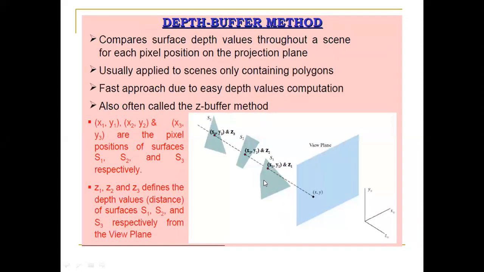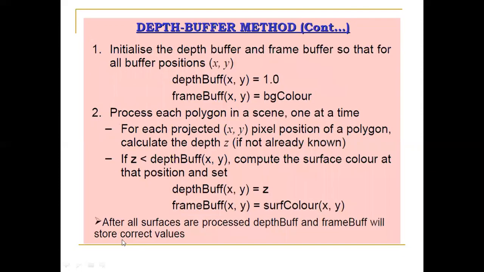Every time, you are trying to find the distance between the view plane and the projected polygon. If the depth is less than the stored value, then this becomes your view plane. We do this iteratively so that we can find which surface of the scene is closest to the view plane. For the surface closest to the view plane, we select its depth and also its color. So the frame buffer will store the surface color and the depth buffer will store the current depth value of that particular surface.